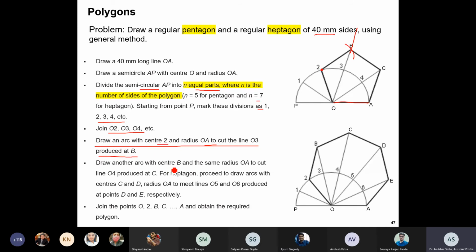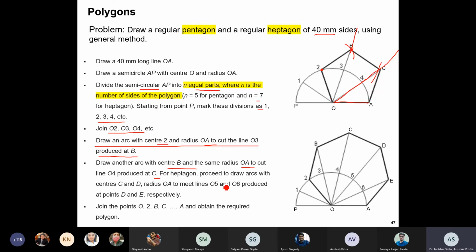Now another arc with center B and the same radius OA to cut O4 at C. So in the same way, take O4, make it a little longer and put your compass here. This is your center. Make another arc. That will be C. Now you have 1, 2, 3, 4, 5 points of a pentagon. Join all those points with dark lines. Okay, that will be your pentagon.